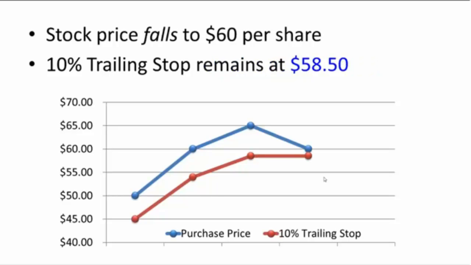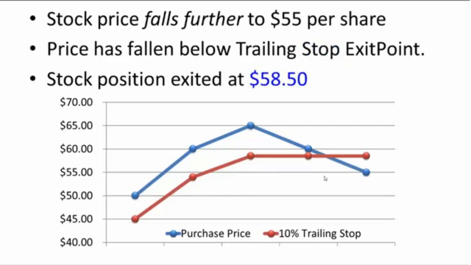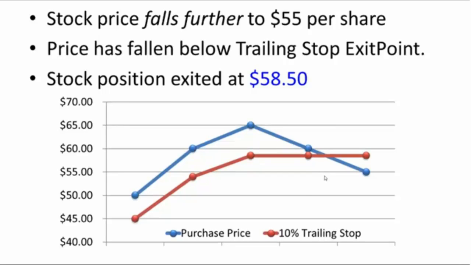Here we see that the stock price has now fallen back to $60 a share. The important thing to remember about trailing stops is while they can rise as the stock price rises, they cannot decline. Therefore, the trailing stop price has remained at $58.50. And finally, as we see the stock price fall further to $55 per share, the price has now fallen below the trailing stop exit point, and the stock position is exited at $58.50.